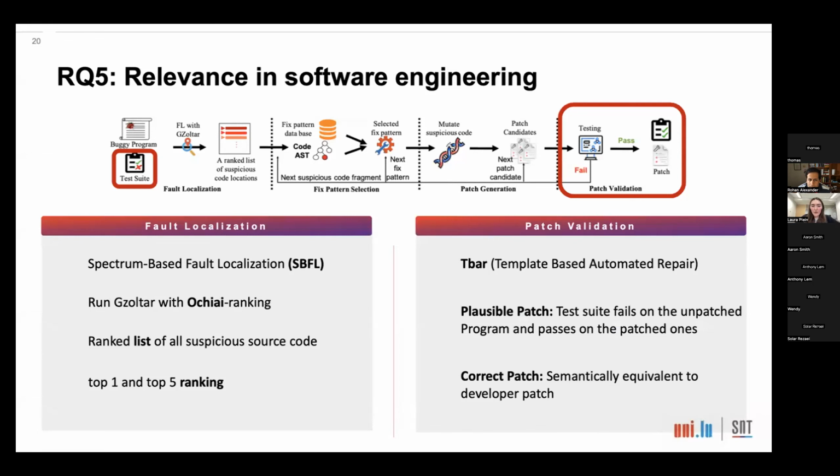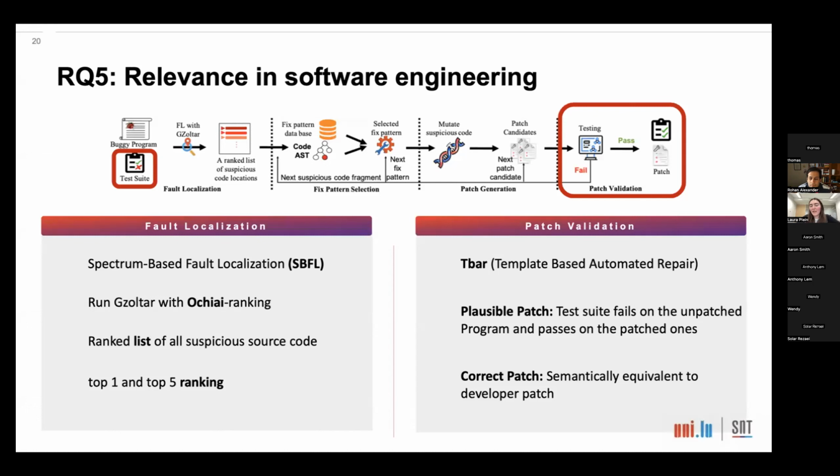For the fault localization, many techniques use spectrum-based fault localization, where you look at the execution traces during the execution of the test cases. There is a tool called GZoltar, which is usually used in order to get a ranking of suspicious source code lines. Here we performed several variations of the fault localization, and we will come to the results in a moment.